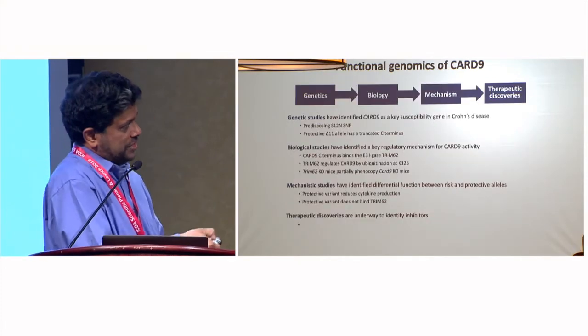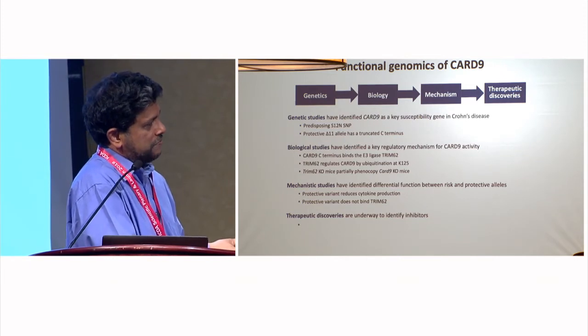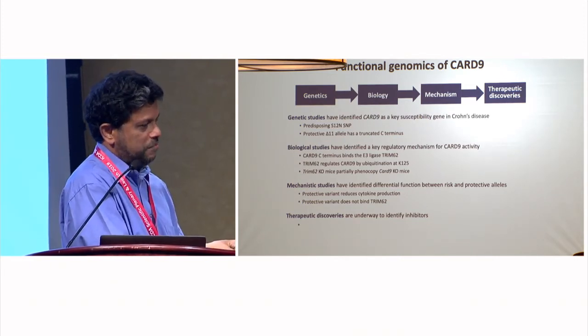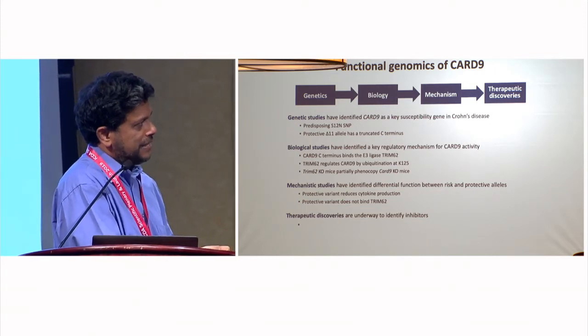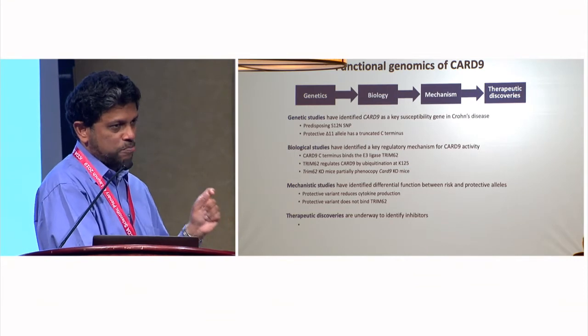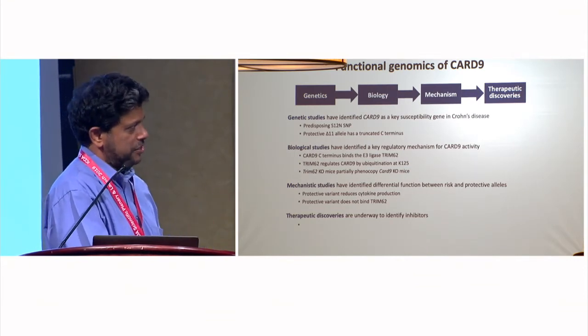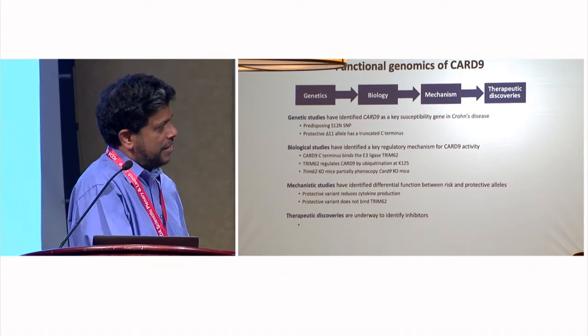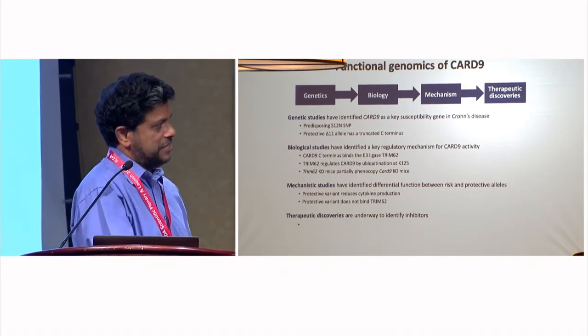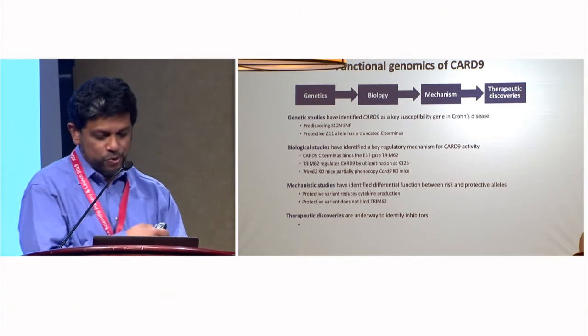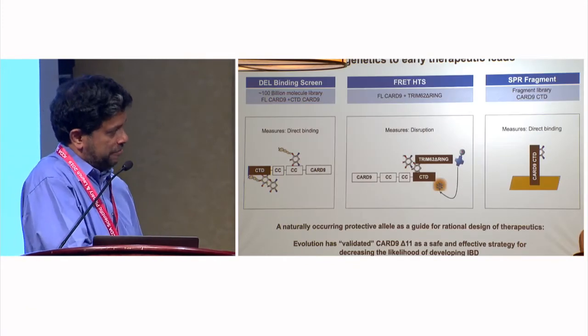So we've gone through a series of experiments. There's a risk variant that increases inflammation, a protective variant that attenuates inflammation. We've identified a binding partner, an ubiquitin ligase that fails to bind the protective variant, thereby titrating its effects on inflammation control. And so clearly the advantage here is that if we can mimic the protective variant, one could find a therapy that's already proven by nature to be safe.